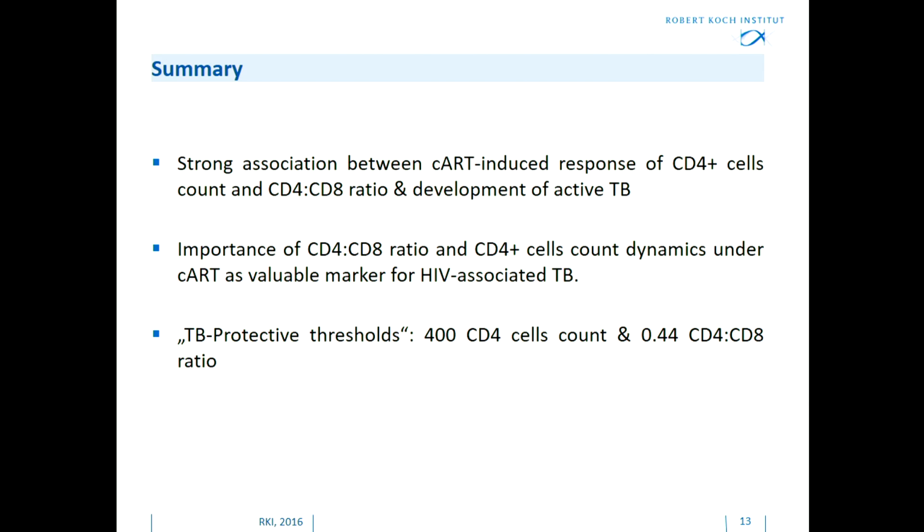If I want to summarize, we found a strong association between the development of active tuberculosis and the antiretroviral therapy-induced response, basically for CD4 cell count and CD4/CD8 ratio. We think this is a valuable marker for HIV-associated tuberculosis. And in our data, we found a TB protective threshold could be defined as a CD4 cell count of 400 and a CD4/CD8 ratio of 0.44.